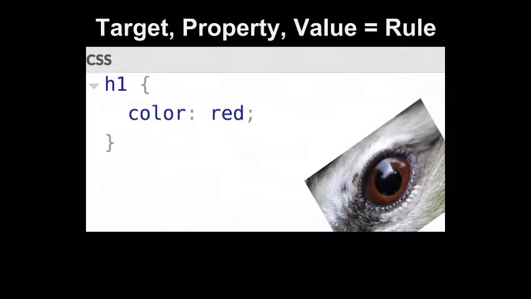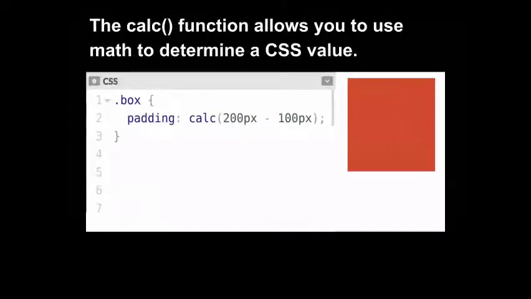Okay, so let's take a look at the calc function. In a very basic example of what the calc function is doing, we have a CSS rule that is saying, take the box, make its padding, which is creating space inside of it, the outcome of 200 pixels minus 100 pixels. So what calc allows us to do is do a bit of math in our CSS.